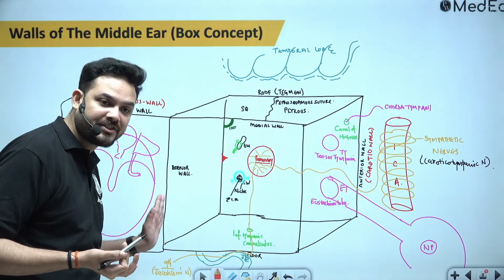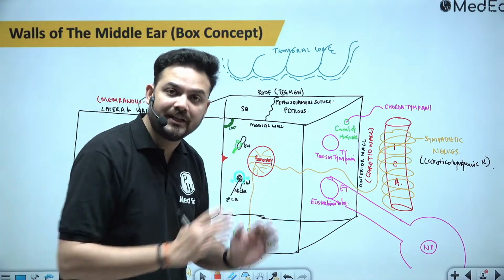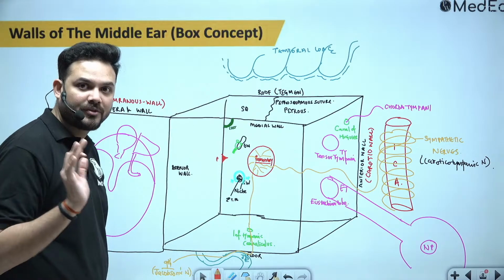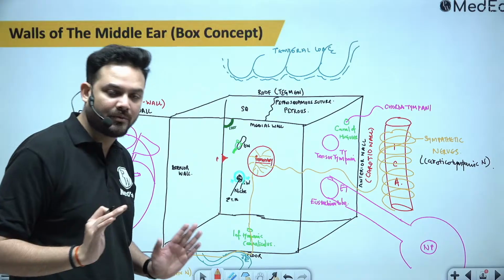It is present in our posterior wall. There's a triangular projection present in our posterior wall, and this is called the pyramid. So I'm just writing a P here. It's called the pyramid. It's present in our posterior wall.